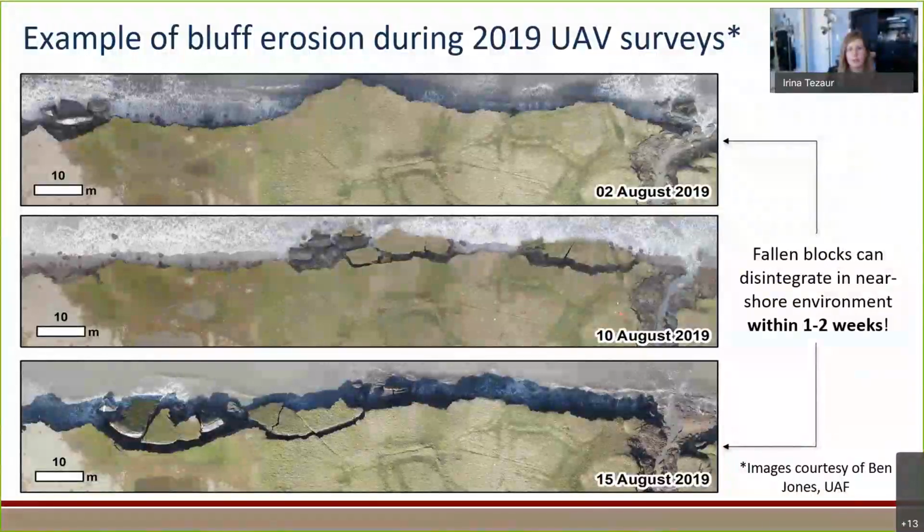So these were done from a 2019 UAV survey performed by Ben Jones, who's a collaborator of ours from the University of Alaska Fairbanks at the Drew Point site in northern Alaska. And you basically see the breakup and the break off and kind of disappearance of these rather large blocks in just a total of 13 days here.